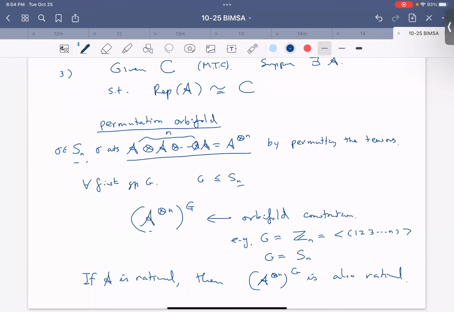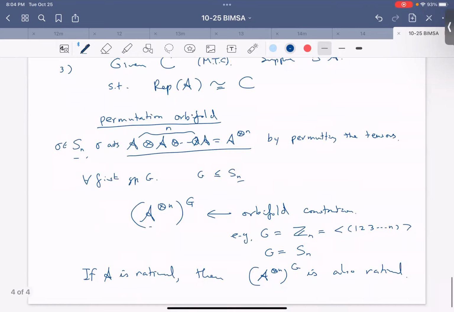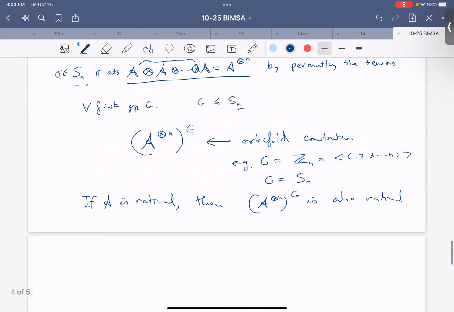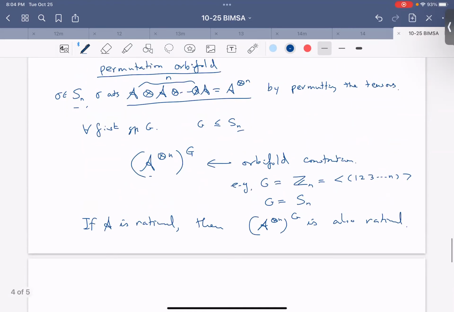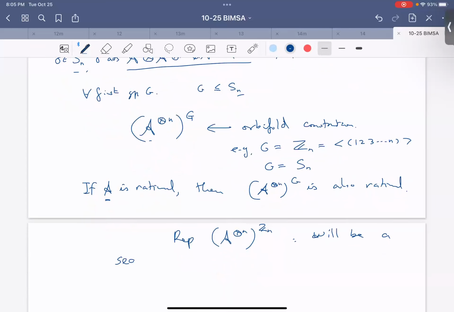In the setting of conformal nets this is a theorem, but in the setting of VOAs, last time I checked it's true if G is solvable, but otherwise it still seems to be debatable. But anyway, the general expectation is that if you take this orbifold construction, you will produce a series of rational conformal nets, starting with any conformal net A. So for instance, if you take G to be Z_n, the cyclic permutation, then the Rep of this would be a sequence of modular tensor categories, which depends on this n.